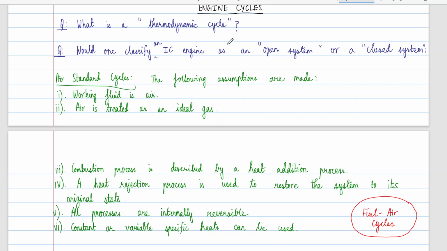What is a thermodynamic cycle, and would one classify an IC engine as an open system or a closed system? So these are the questions I think we will be discussing in week two's engine cycles portion. So in air standard cycles, these are the assumptions which are made. First is working fluid is air. Air is treated as an ideal gas.